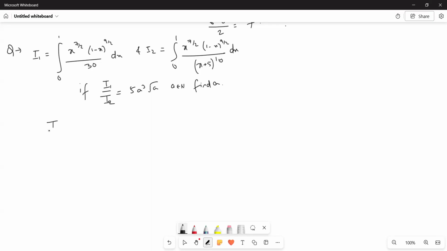Okay, the solution of this would be, let's say we start with I2, and we write it in this way: 0 to 1 x by x plus 5 whole to the power 7 by 2, 1 minus x by x plus 5 whole to the power 9 by 2, and dx by... now look, 7 by 2 plus 9 by 2 would be 16 by 2, which is 8. So we are left with x plus 5 whole square.